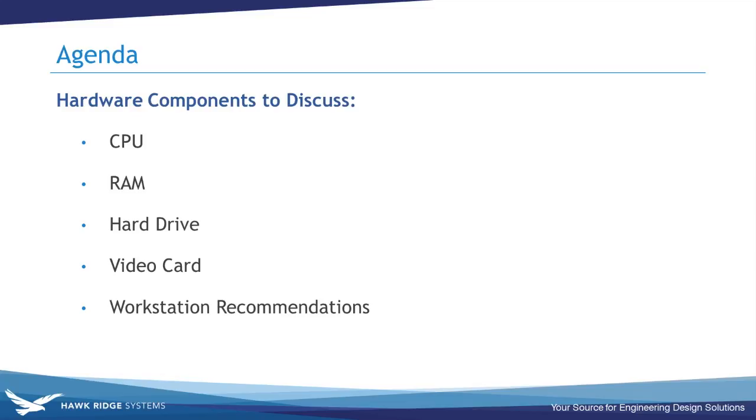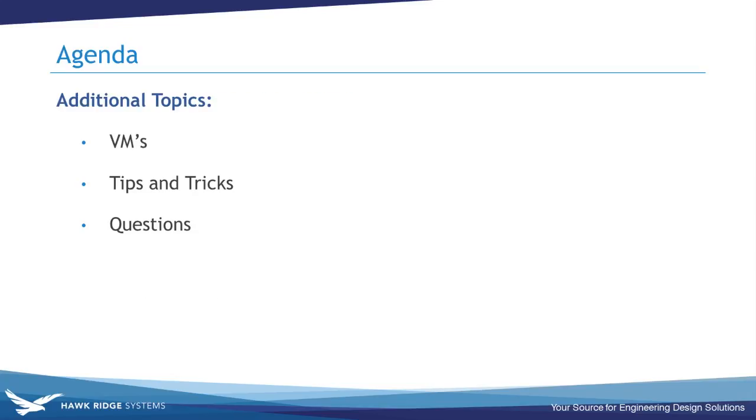So, on our agenda today, we're going to be talking about all of the primary hardware components that affect you, the user. We're going to be discussing your CPUs, your processors, RAM, hard drives, video cards. I will be giving you workstation recommendations, model recommendations. We'll go over a lot of that kind of stuff. We're also going to be touching on some software related topics that are interlinked with hardware, like VMs. I have a general tips and tricks troubleshooting section later on, and then we'll have plenty of time for some questions later.